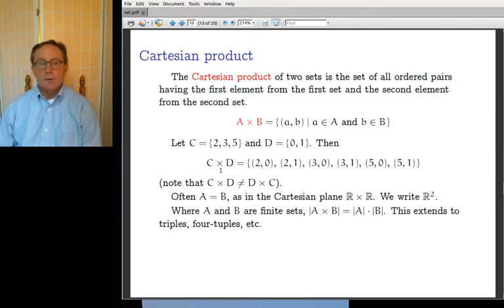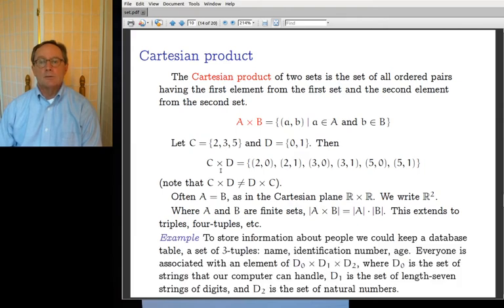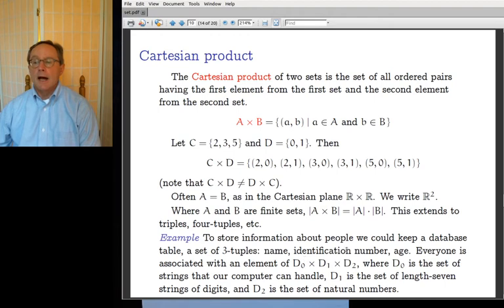Same thing works for triples or 4-tuples. We won't have many occasions to use them, but anyway, same thing does work in those cases. So for example, to store information about people, we could keep a database, a set of 3-tuples: a name, an ID number, and an age. And then everybody that we try to keep track of is associated with an element of D0 cross D1 cross D2. So we're thinking of these Cartesian products as somehow like a database. It's where you store information. You have something in the first place, something in the second place, something in the third place.